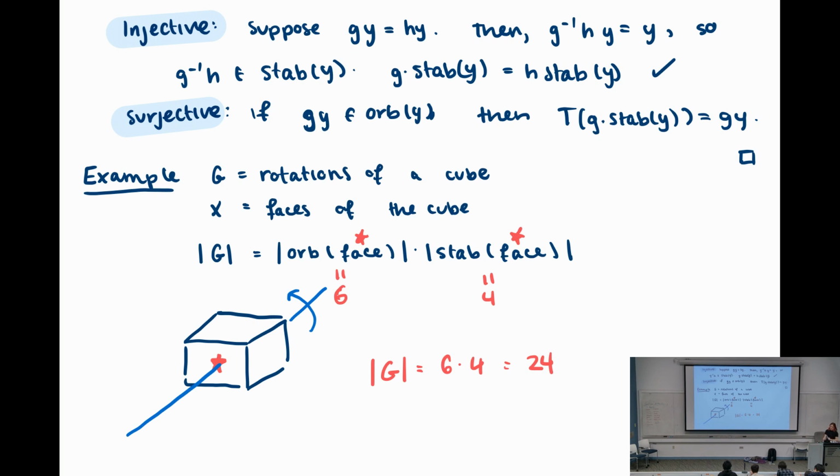And if you wanted to compute this in different ways, you could think about doing this in terms of the edges. So you could think of X as the edges of the cube or the vertices of the cube, and do a similar computation where you see what is the orbit of edges and what is the stabilizer of an edge and things like that.